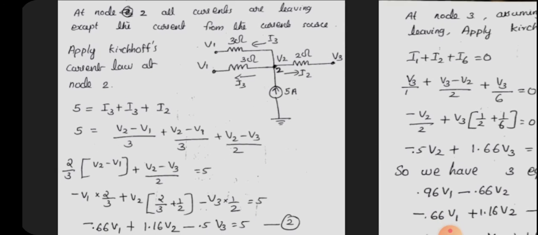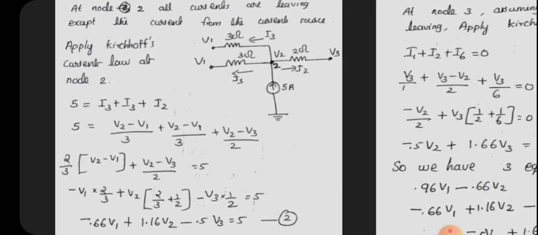So what will be the equation? We know that all the currents are leaving node 2 except the current source. So 5 ampere will be equal to I3 plus I2. And I can write it as 5 equal to, what is I3? I3 is equal to (V2 minus V1) by 3.